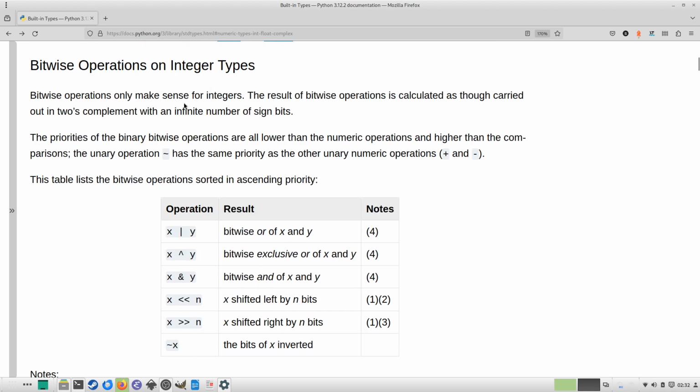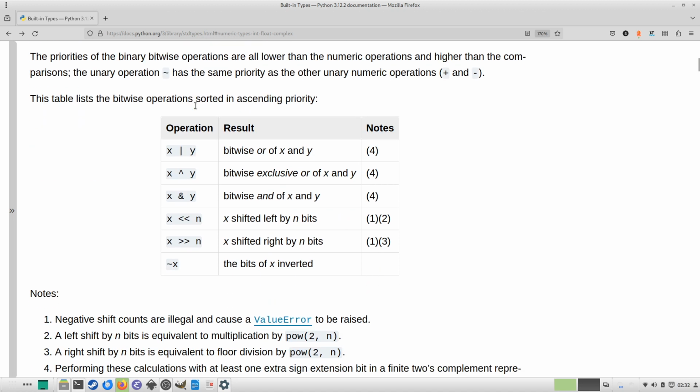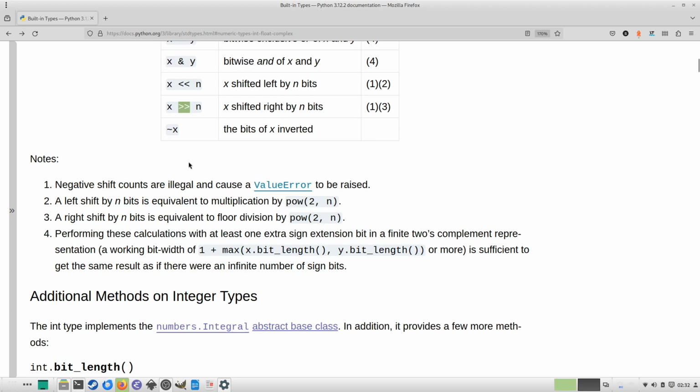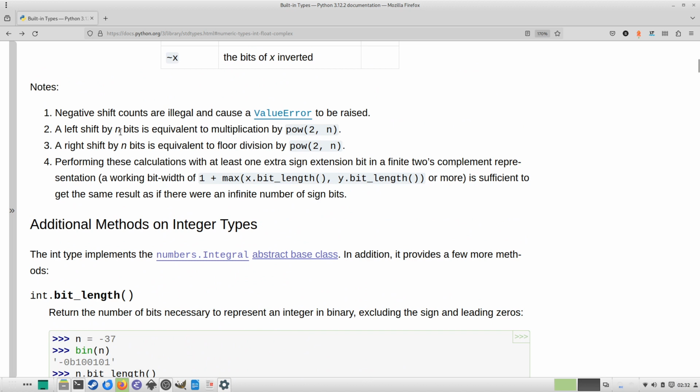So we will move on to integer Boolean operations on integer types. So the Boolean operations are OR, XOR, AND, and left shift, right shift. I think we covered this also. Left shift by n bits is equivalent to multiplication by power 2 to the power n. Right shift by n bits is equivalent to floor division by 2 to the power n. Performing these calculations with at least one extra sign extension bit in a finite two's complement representation, a working bit width of 1 plus max(x.bit_length(), y.bit_length()) or more is sufficient to get the same result as if there were an infinite number of sign bits.